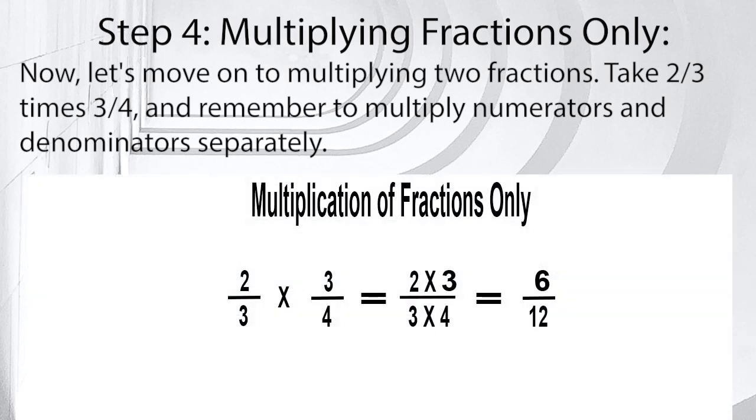Step 4. Multiplying fractions only. Now, let's move on to multiplying two fractions. Take 2/3 times 3/4, and remember to multiply numerators and denominators separately.